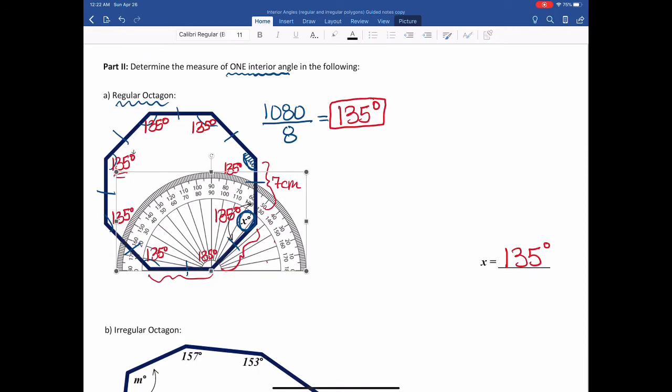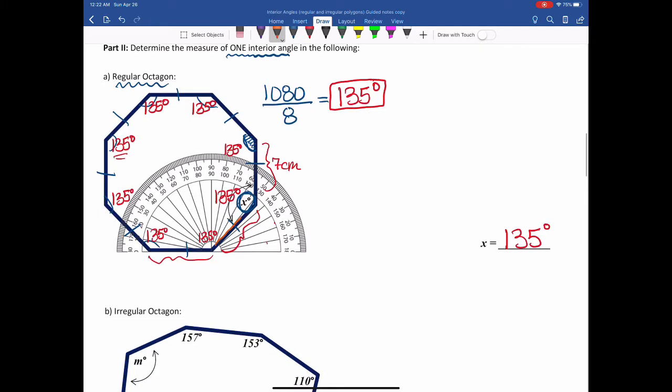So what I did was I set up that protractor on that angle, just one of the angles. It doesn't matter which one it is because they're all the same. And I'm just going to extend that ray. That ray, if you notice, goes right between 130 and 140 degrees. Well, what's halfway between 130 and 140? Yeah, the 135 degrees is there.